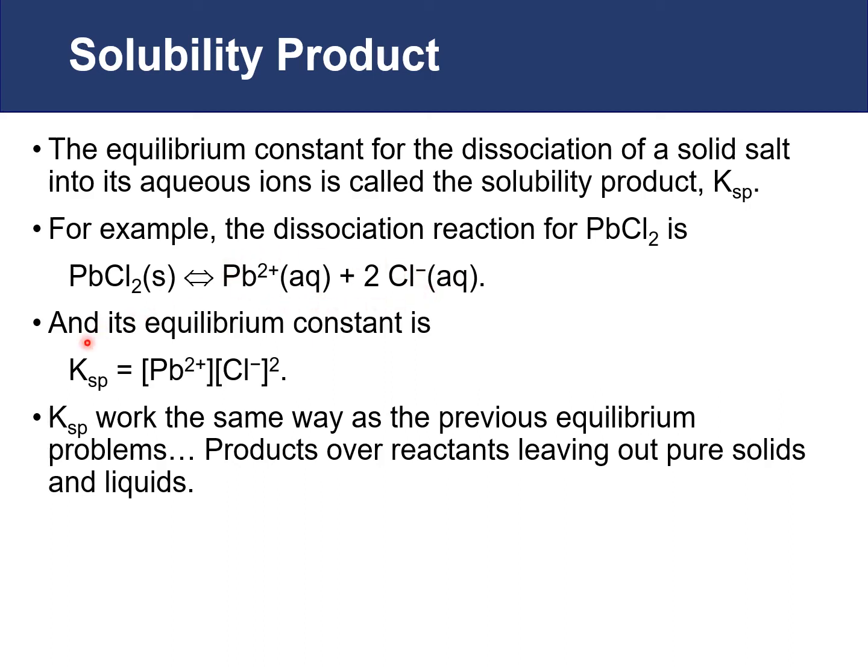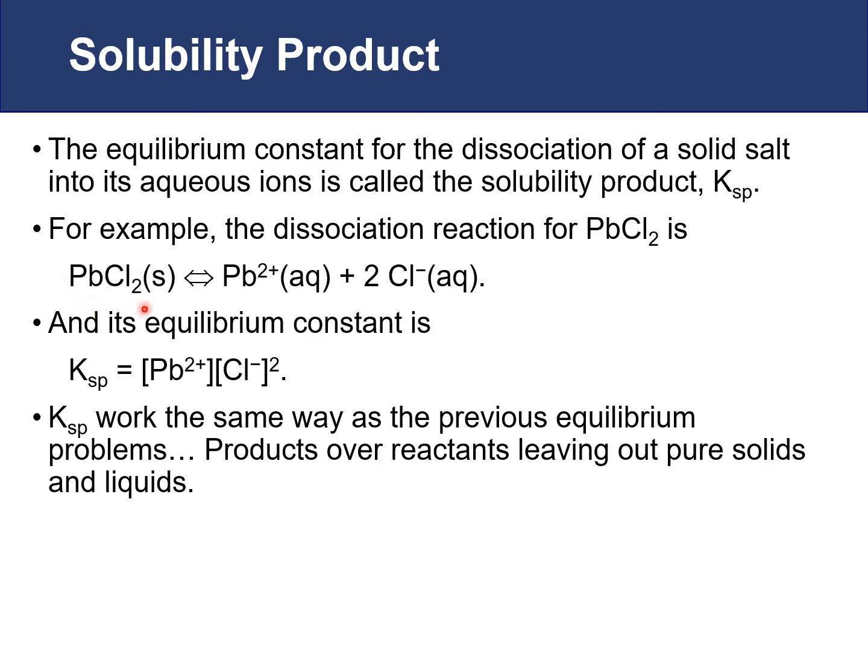Because this is equilibrium, it follows the exact same rules that we had before. The equilibrium constant is our products raised to their respective powers divided by our reactants, leaving out solids and liquids. So when we're writing down the equilibrium constant expression for a solubility product type problem, we have our products raised to their respective coefficients divided by, well, nothing, right?